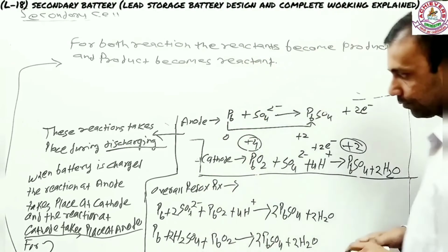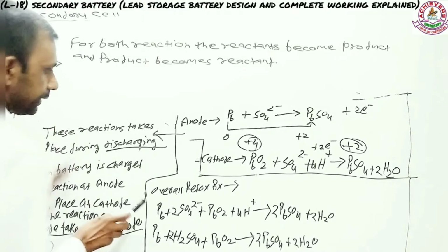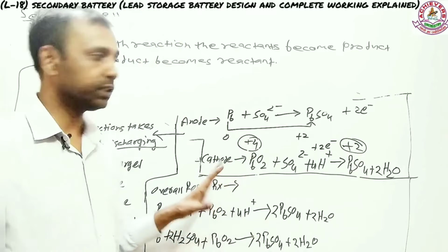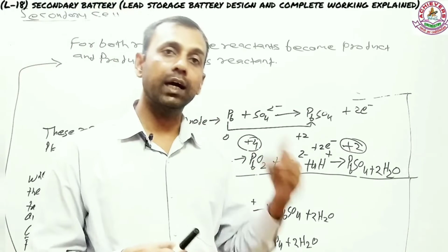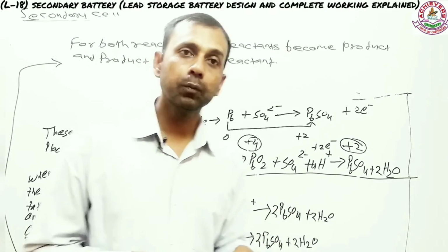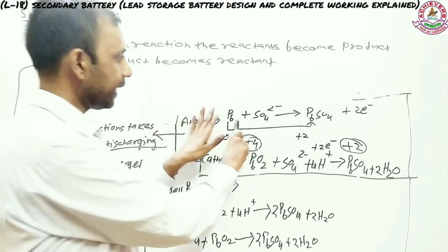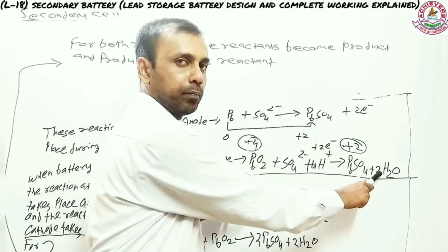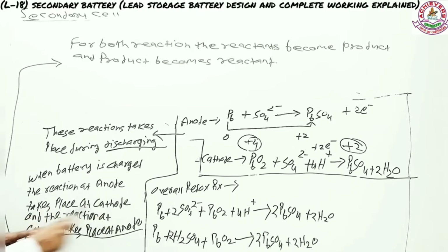So what I mean to say here, let me see things are going well. Okay, so what I'm trying to say is that these reactions take place when the battery is discharging. So these are the discharging reactions. If there is a question, write the reaction that takes place during charging of lead storage cell, the first thing you have to do is write this reaction as cathode. So this reaction will take place at the cathode, right? And this will take place at the anode. So the first thing you have to do, when the battery is charging, the reaction at anode takes place at cathode, and the reaction at cathode takes place at anode.